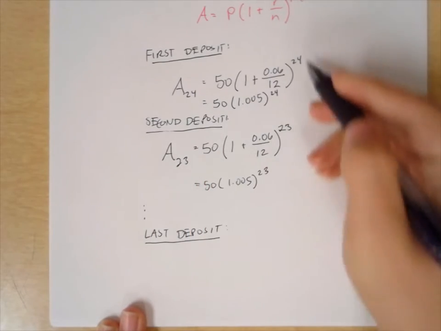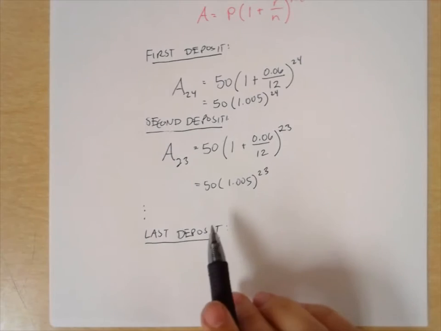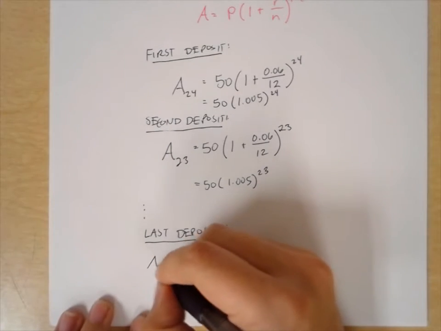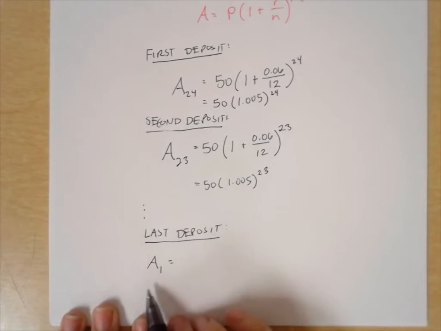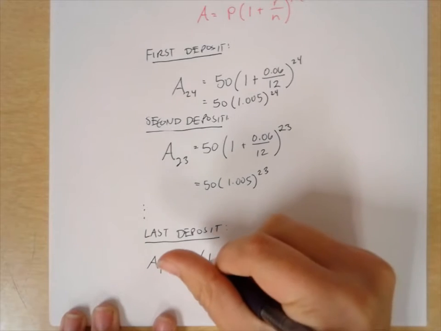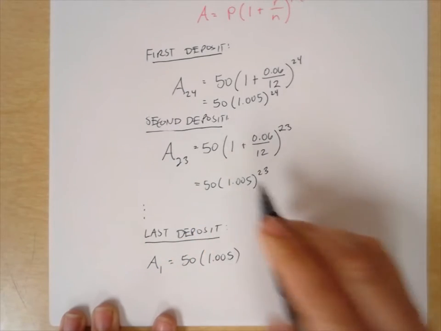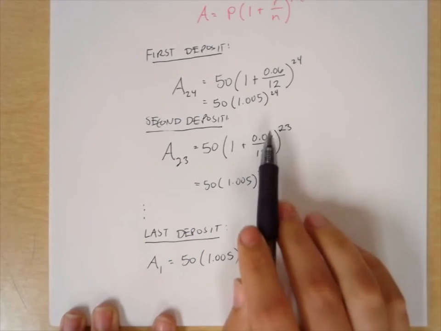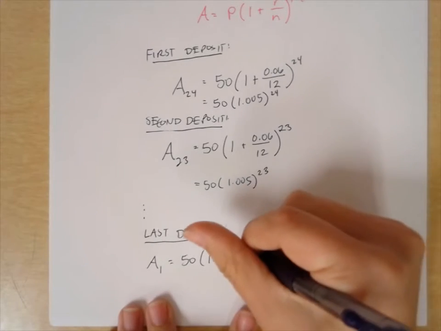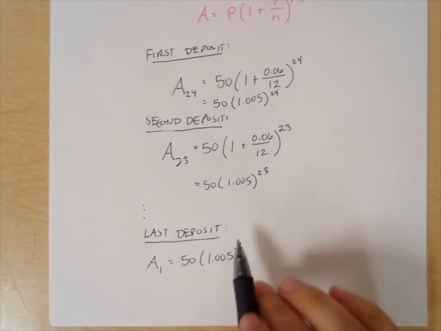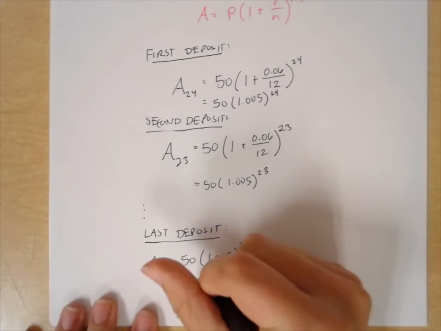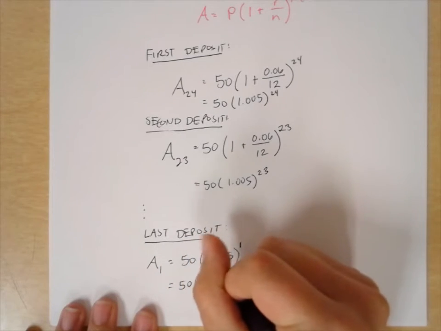We can conclude that the last deposit they're going to make, if we keep on with this trend, is only going to have 1 month of interest. So we're going to have A sub 1, the last amount, is going to be 50 times that same 1.005. This inner piece never changes. We still have the same rate and the same number of months in our compounding. But on the outside, it's only going to be compounded for 1 month. So we have 50 times 1.005.